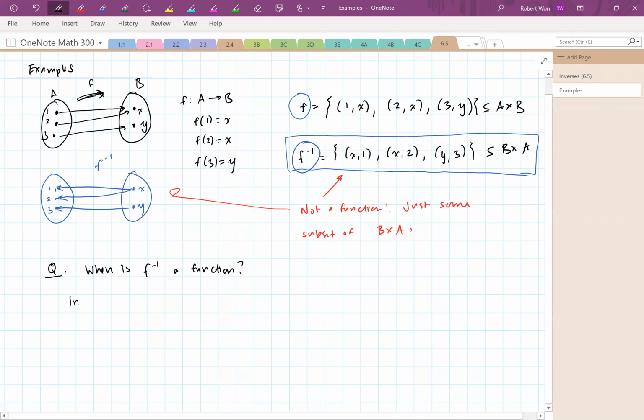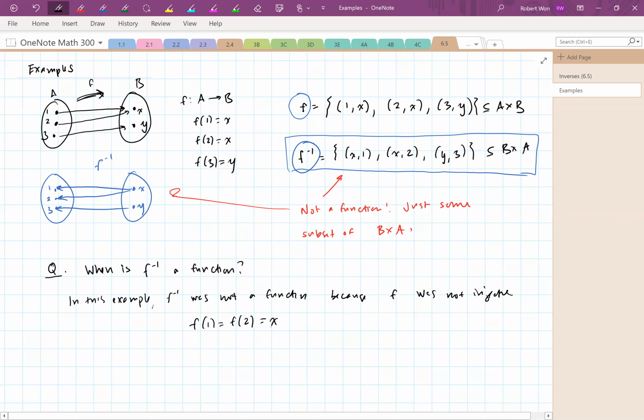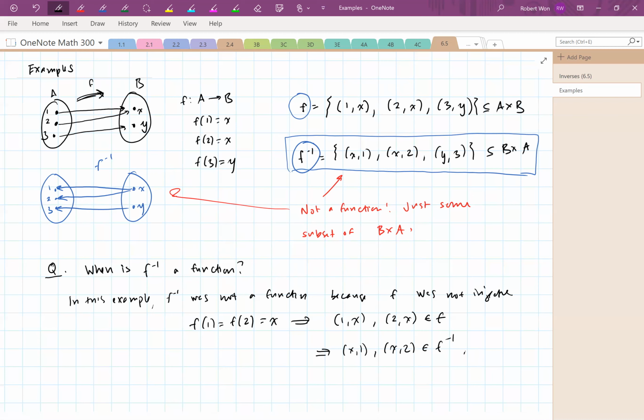In other words, in this example, F inverse was not a function because F was not injective. Right? Because f of 1 equaled f of 2 equals x. This meant that 1 comma x and 2 comma x were both in F, which meant that x comma 1 and x comma 2 were both in F inverse, and this isn't allowed if F inverse is supposed to be a function. So we don't want this to happen if we want F inverse to be a function. So definitely we need F to be injective. Otherwise, when you define the inverse, you'll have a first coordinate twice.